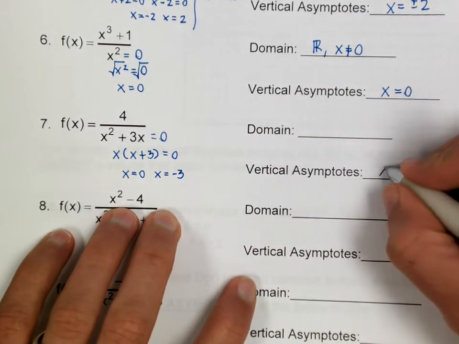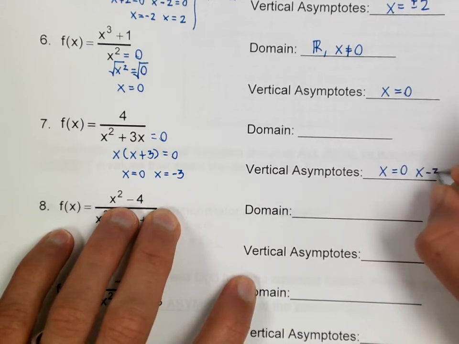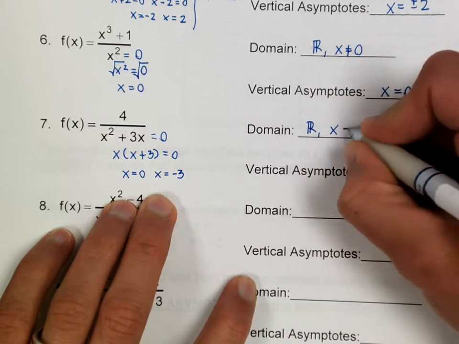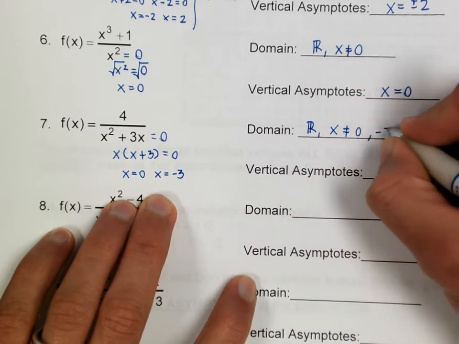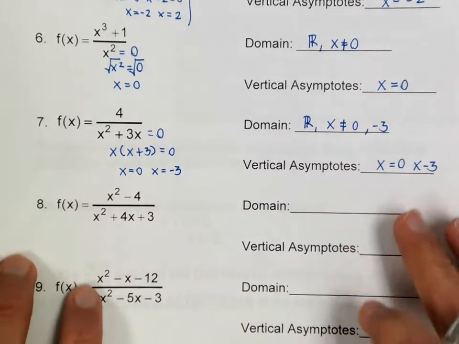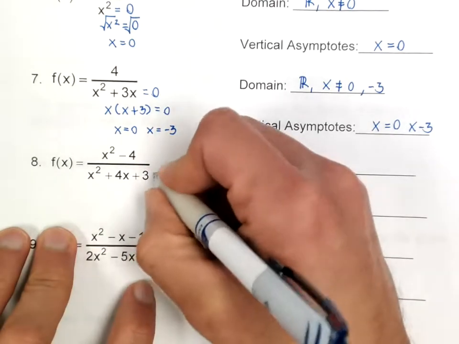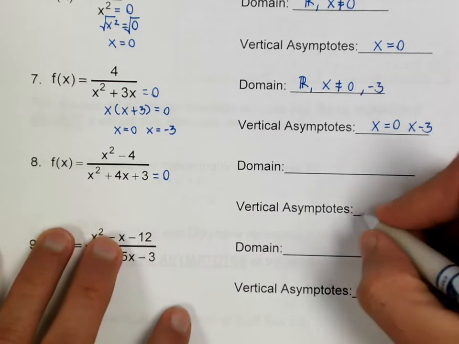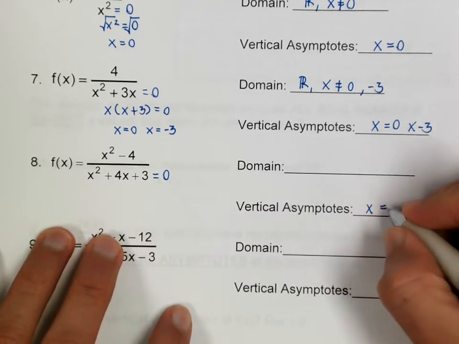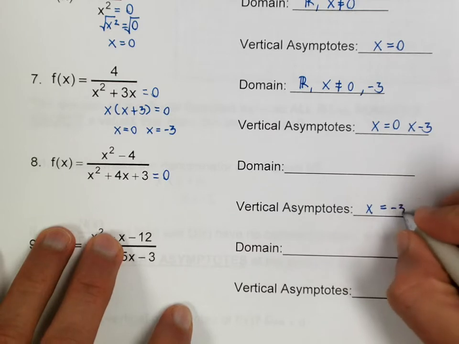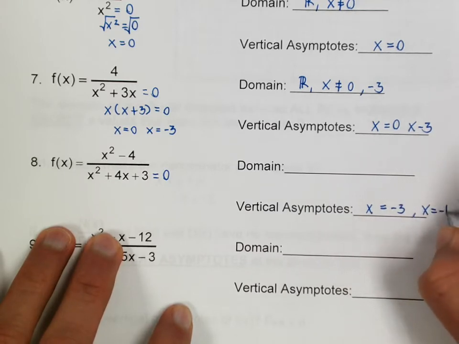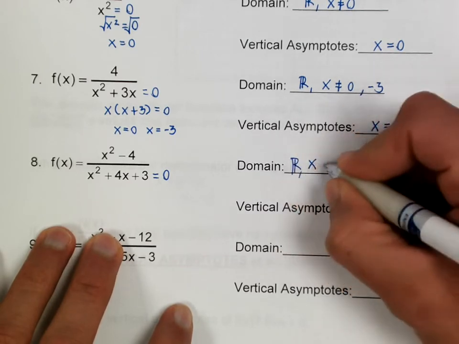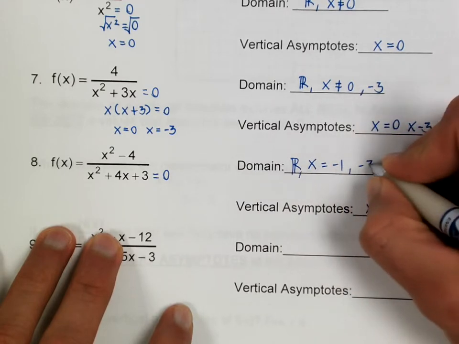So my vertical asymptotes are located at x is equal to 0, x is equal to negative 3. And my domain would be all real numbers except for x cannot be equal to 0 or negative 3. You can write it like that. On this bottom one, set that equal to 0. Why don't you go ahead and factor that yourself, but if you do it right, you get the two answers, which would be the vertical asymptotes, and my domain, well, all real numbers except for x cannot be equal to negative 1 or negative 3.